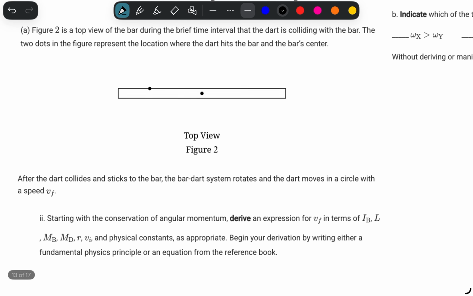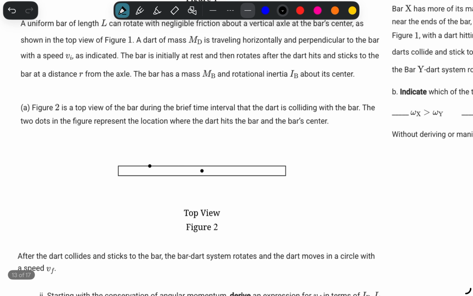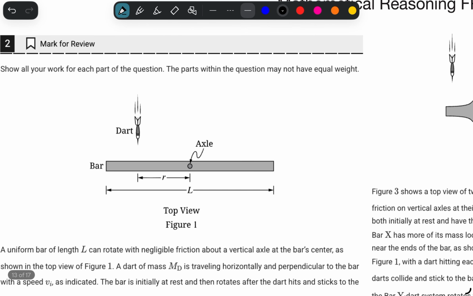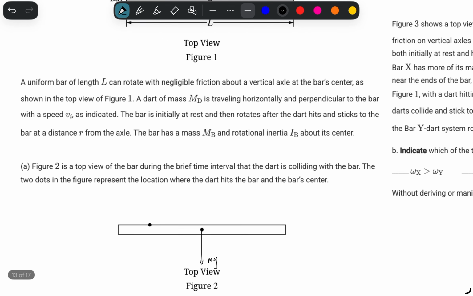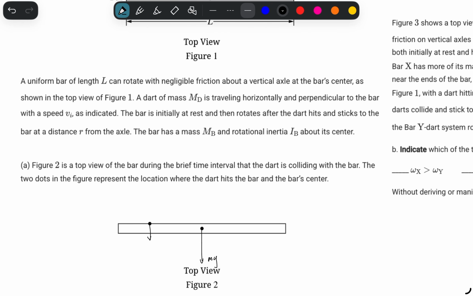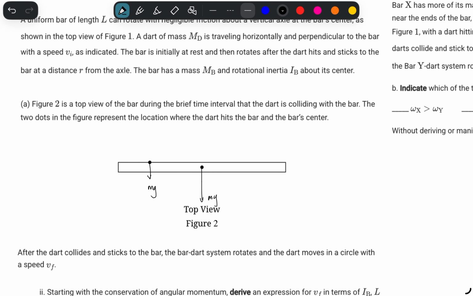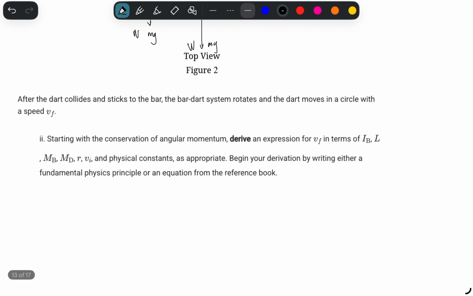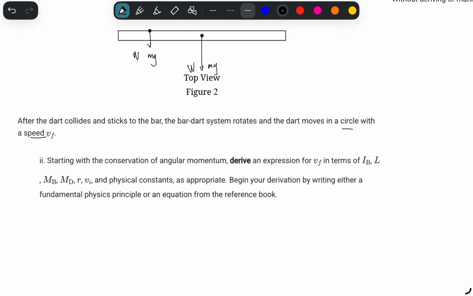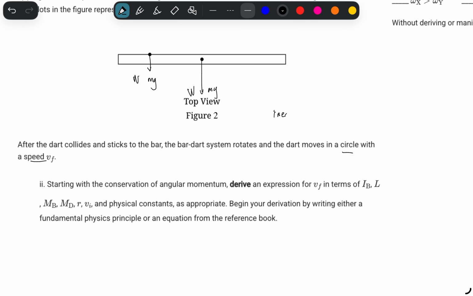Well, we can just draw the free body diagram. We have our mg here, of course, and that's just going to be our mg. When the dart hits, it's also going to have an mg as well. After the dart collides and sticks to the bar, the dart-bar system rotates and the dart moves in a circle with the speed vf.